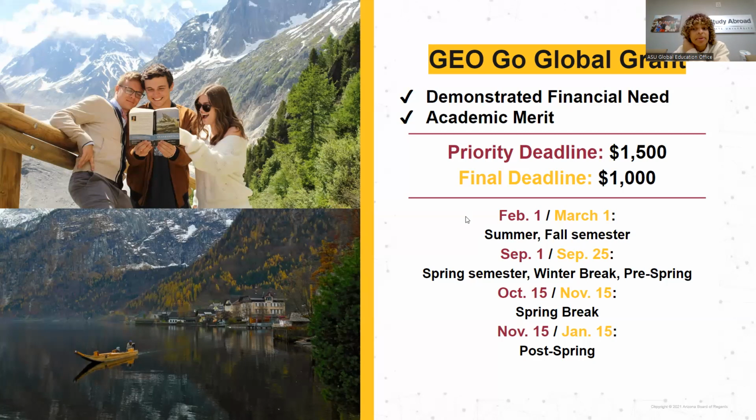And here are the typical deadlines for priority and final deadline for this grant for your program of interest. And these deadlines coincide with the deadlines for our program. So for example, if you want to study abroad during the summer, the deadline for those programs are typically March 1st. So as you are applying for your programs, make sure you are also applying for these scholarships through our office at the same time because the deadlines match up.